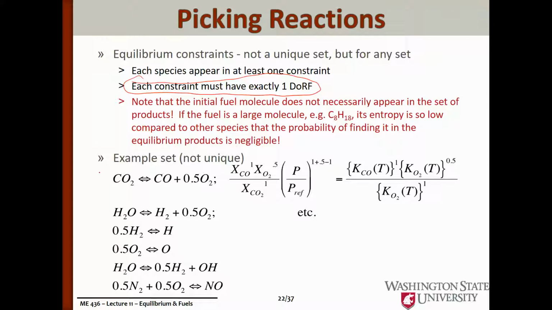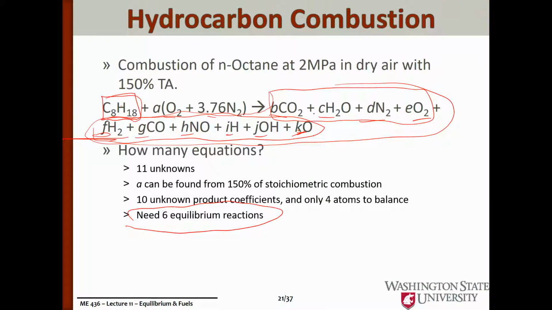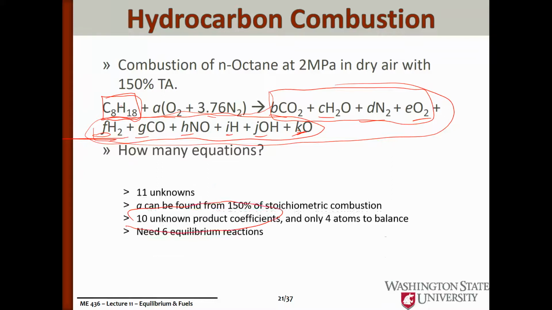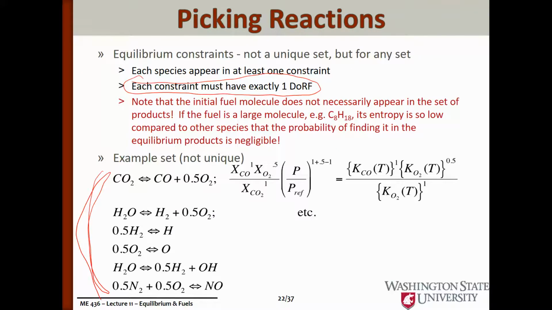So I can't have water and CO2 splitting into hydrogen, carbon monoxide, and oxygen. That would have too many degrees of freedom. So each of these reactions really just is splitting one thing. So here's an example set that works for a lot of hydrocarbon combustion, and basically anytime we're burning something to this list of products, then this list of equilibrium constraints would apply, but it's not unique. There are other sets that would work just as well.